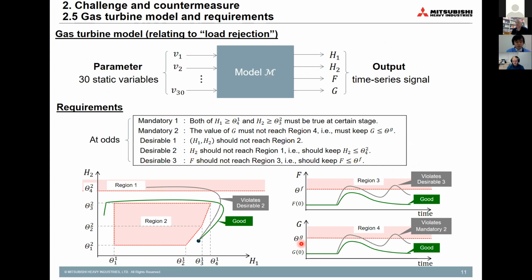From here, we go on to our specific problem. The gas turbine model for load rejection has 30 parameters that are static variables and 4 time series outputs. The requirements consist of 2 mandatory and 3 desirable ones. Most of them are related to an unsafe region represented by a red area. An output image which satisfies the requirements is represented by a green line, and a gray line represents a violating one.